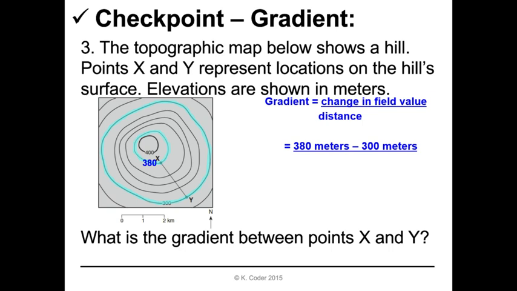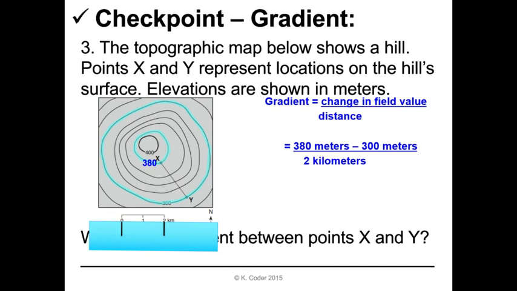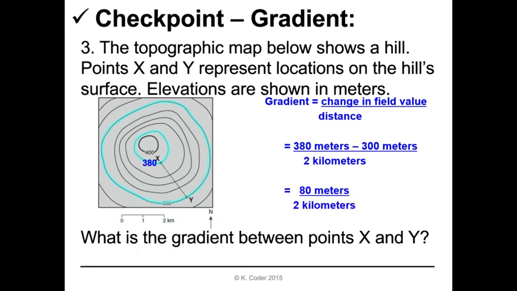The next thing we're going to need to do is find out what the denominator value is in distance. This is a straight line, so we're going to put our scrap paper on X and Y, make our marks, and use the scale. Now it shows us to be 2 kilometers. So we're going to plug the 2 kilometers into the denominator, and we're able to simplify our equation to get our answer. So 380 meters minus 300 meters is 80 meters divided by 2 kilometers. When I take 80 and divide it by 2, I get 40 meters per kilometer. Okay, this is our gradient.